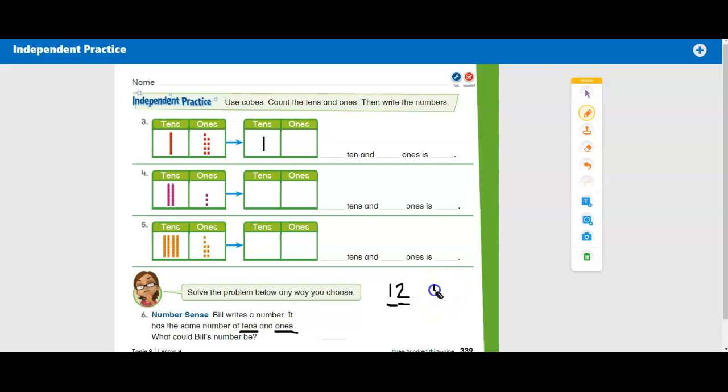If I write the number 11, there is a 1 in the ones place and also a 1 in the tens place. This could be Bill's number. So I want you to pick a number that is the same in the ones place and the tens place. Once you have completed answering all of the questions on this page, you are ready to move to page 340.